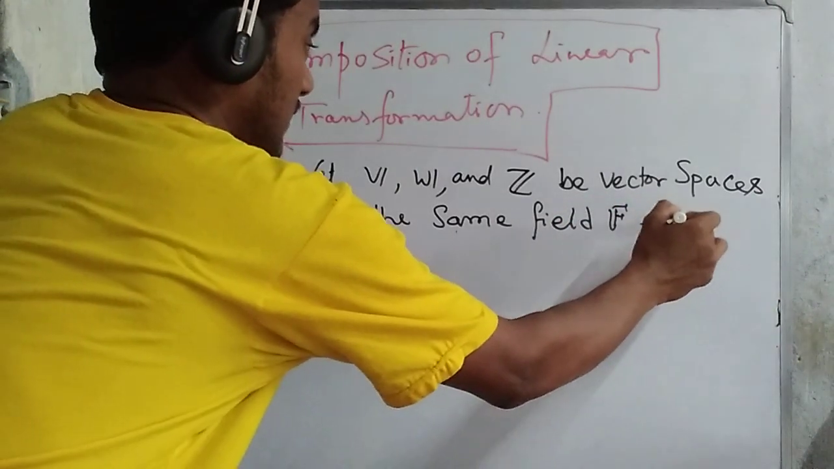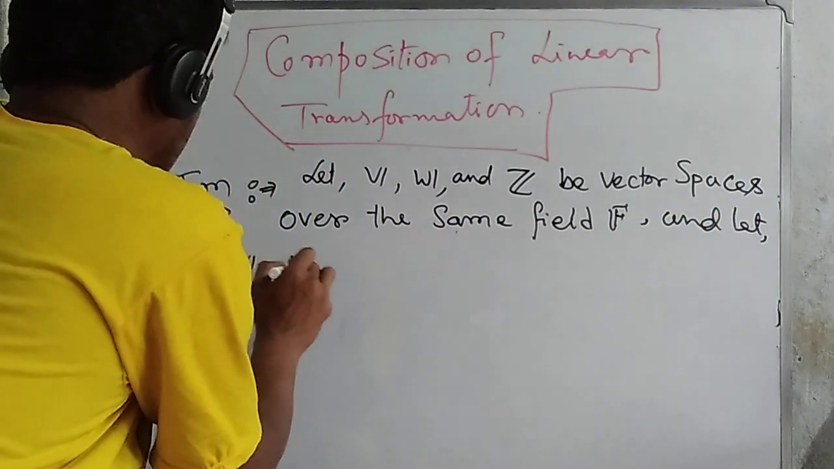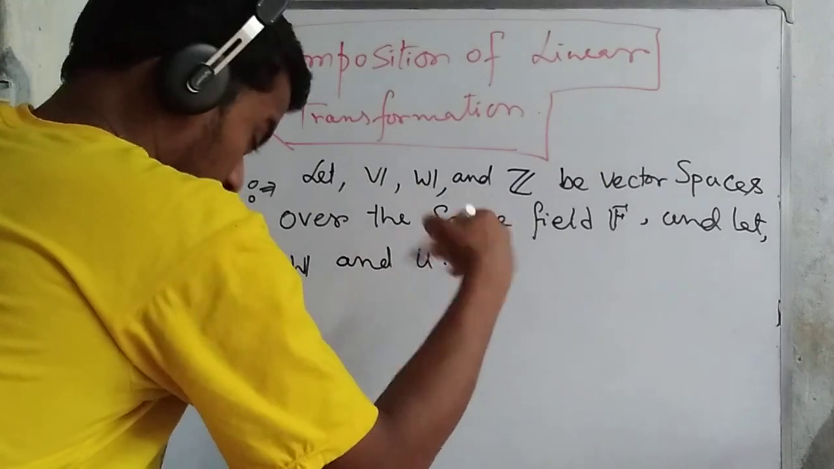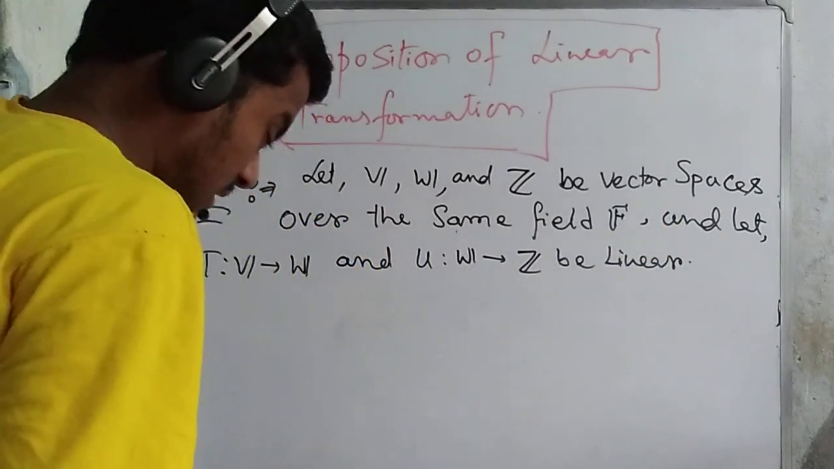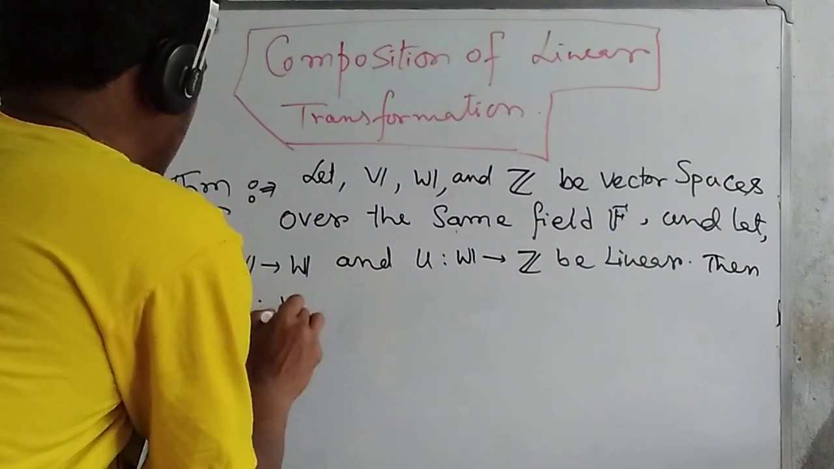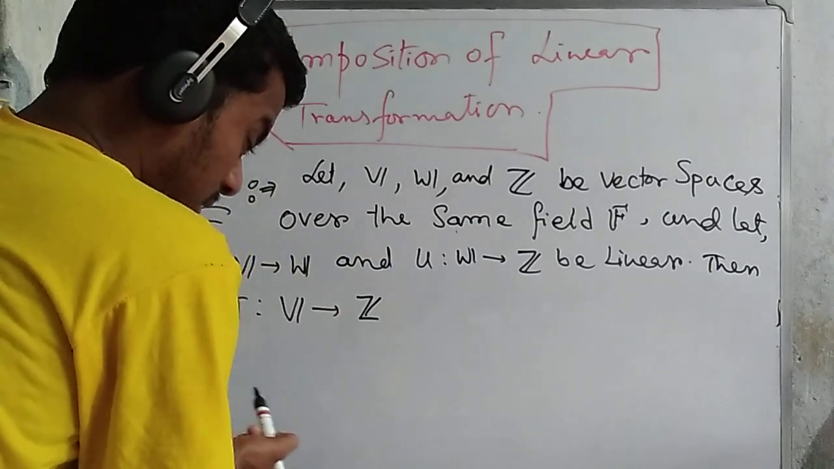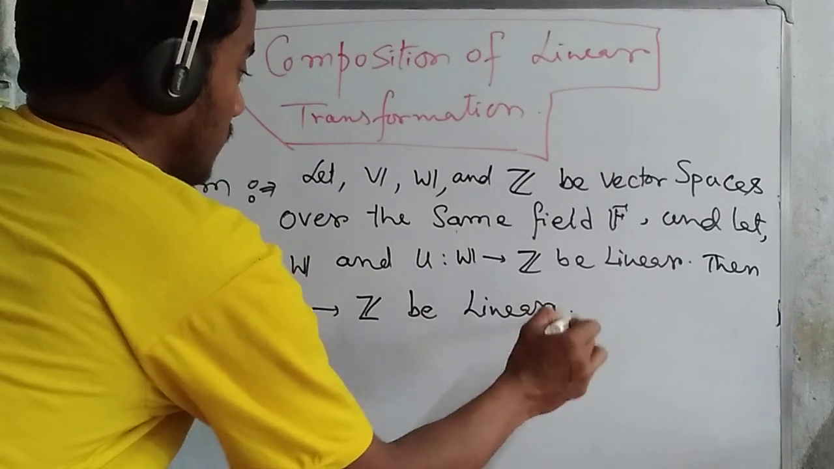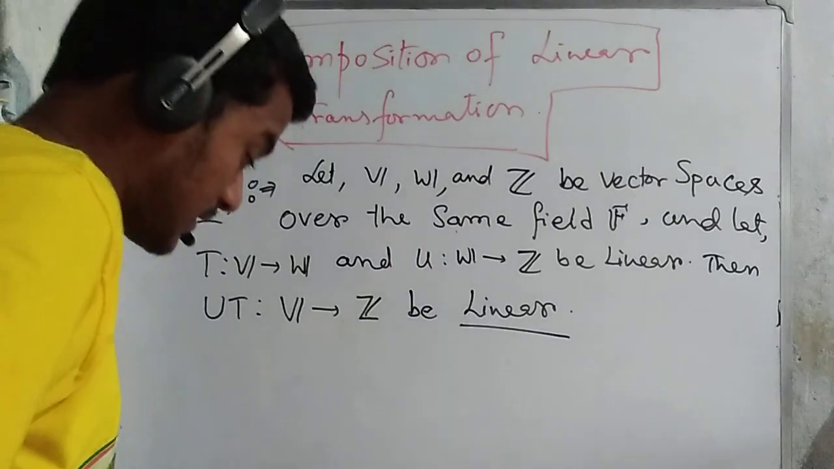Okay, and let T from V to W and U from W to Z be linear. Okay, then what happened? Then UT, here V to Z, UT from V to Z is linear. We have to prove that. Okay, now we go to the discussion of the proof.